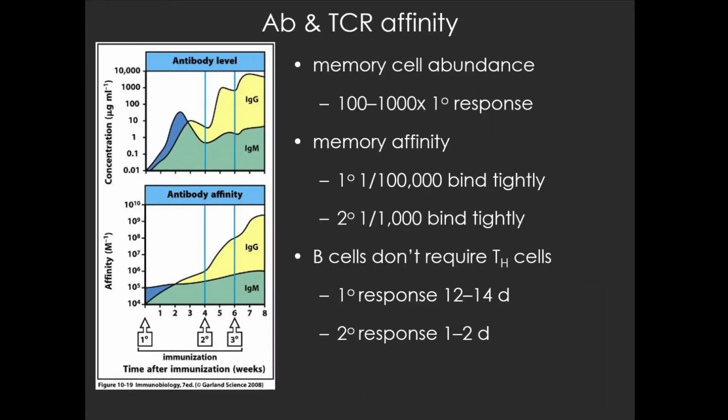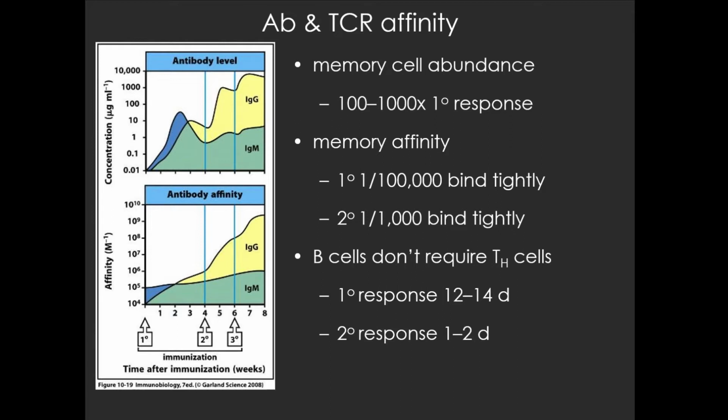One of the things about those B cells and T cells, which are memory cells, is that they have a higher affinity for their antigen in comparison to their naive counterparts. So we know that they're more abundant because that one cell has clonally expanded into multiple cells, which means that the response of the memory cell is 100 to 1,000 times the response of the primary infection. In addition, the memory affinity, so the affinity of the memory cell to its antigen, is much, much higher.